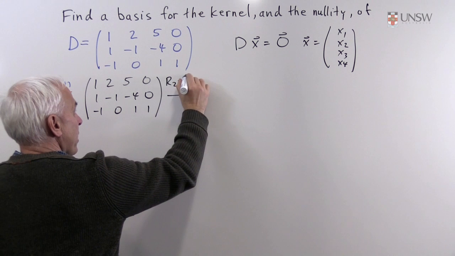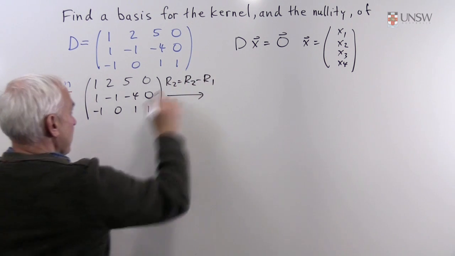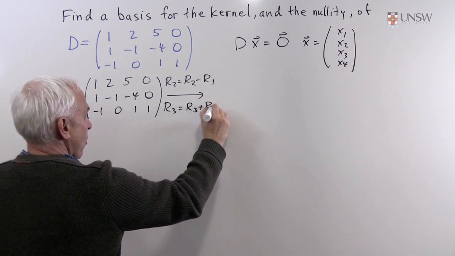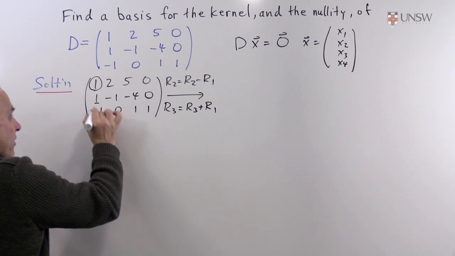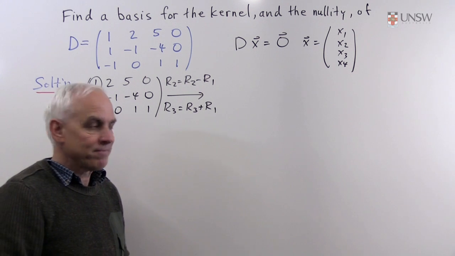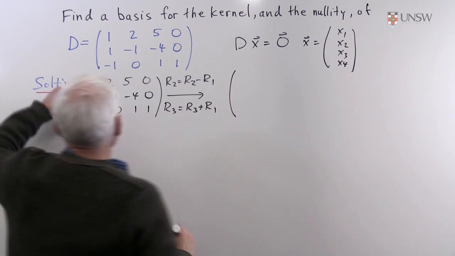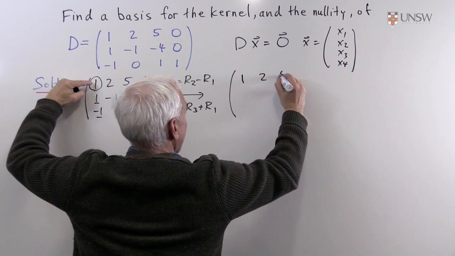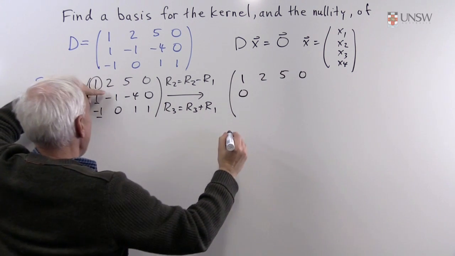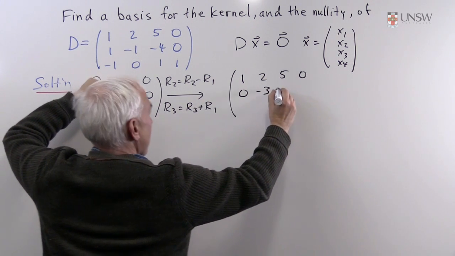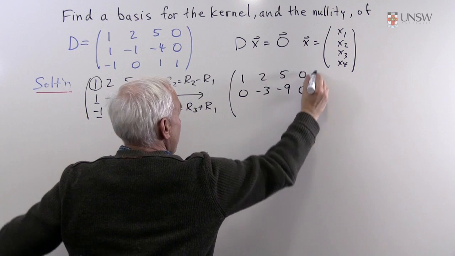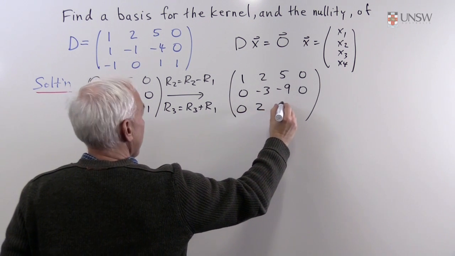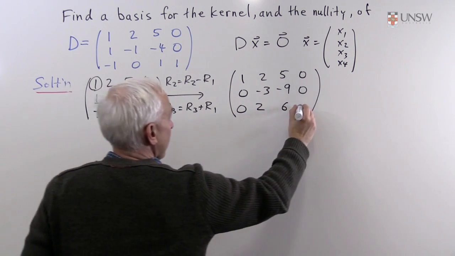So row 2, we'll take row 2 and subtract row 1, that will be the new row 2. And the new row 3 will be old row 3 plus row 1. So we're using this pivot entry here to get rid of the entries below it. So what do we get? We get this minus this. So the first row stays where it is. And then 1 minus 1, 1 minus 2, 4 minus 5, and 0 minus 0. And here this plus this is a 0, a 2, a 6, and a 1.